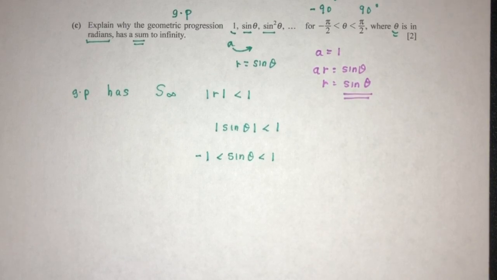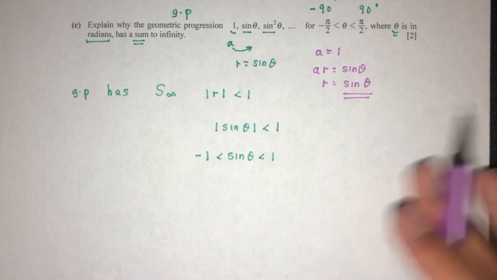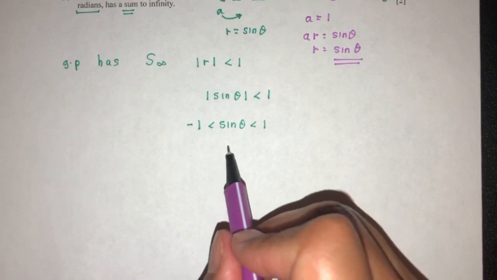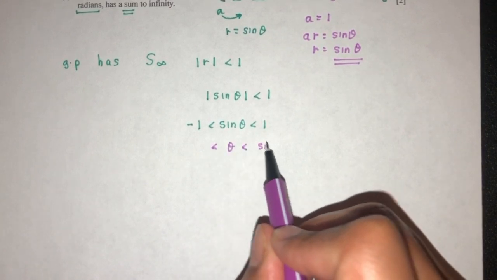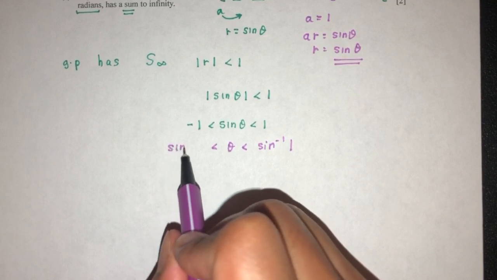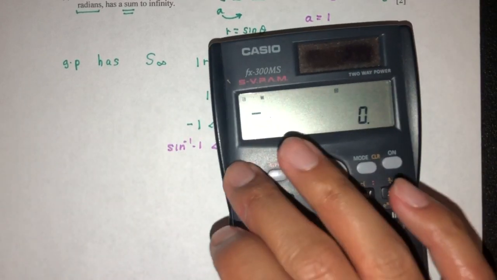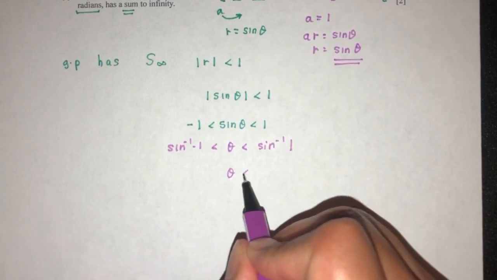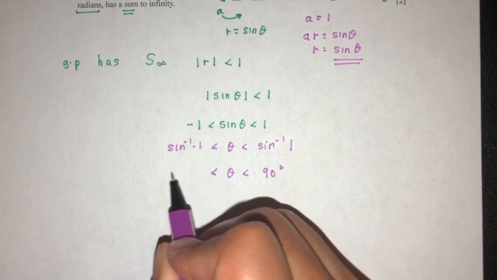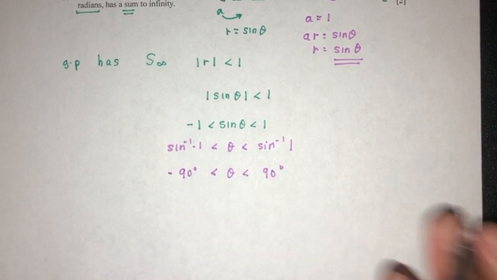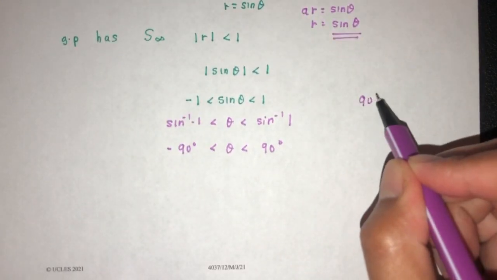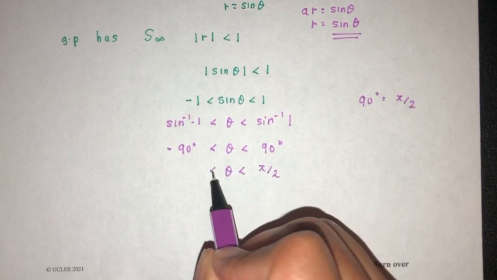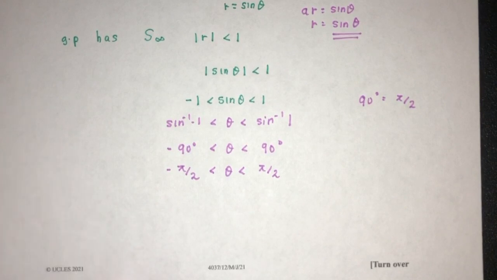Sorry for this explanation. Now what else do we need to do? We need to find the value of theta. How do you find theta? Obviously we have to make theta the subject, so that becomes sine inverse. Sine inverse of 1 is 90 degrees. So theta has to be 90 degrees here, and here it will be minus 90 degrees because of the minus sign. Now we understand that 90 degrees is simply pi over 2. So theta is between pi over 2 and minus pi over 2. That will be your value of theta.